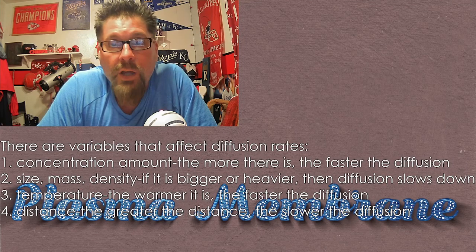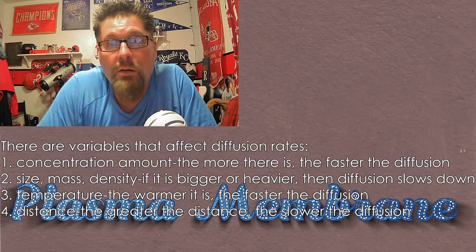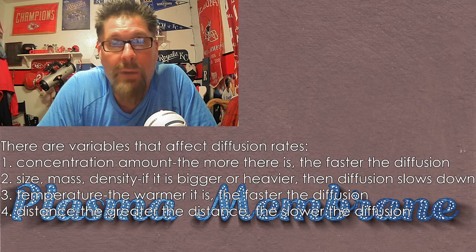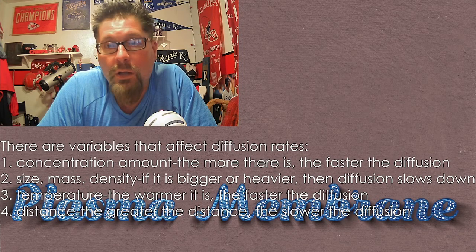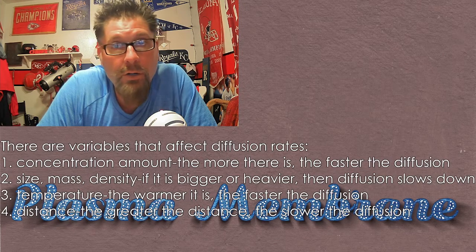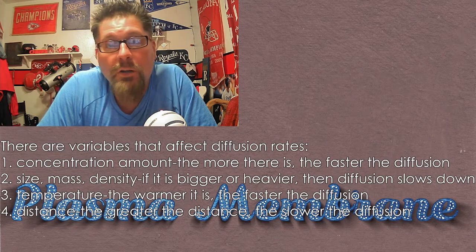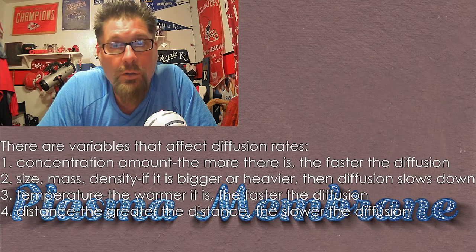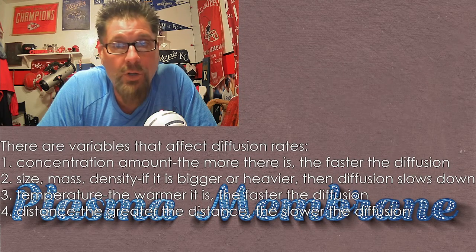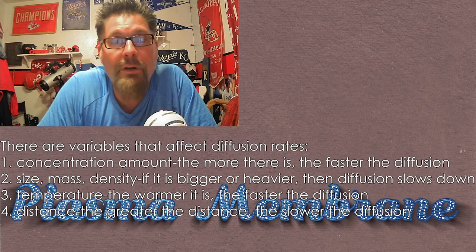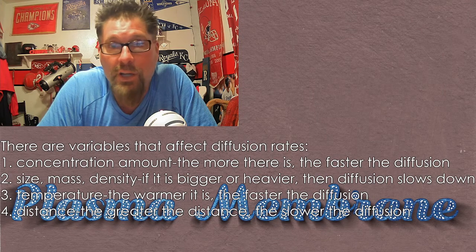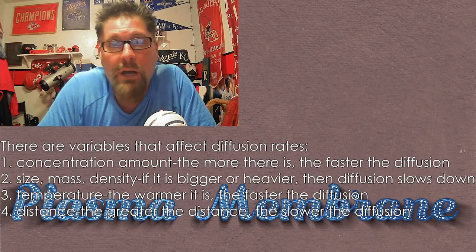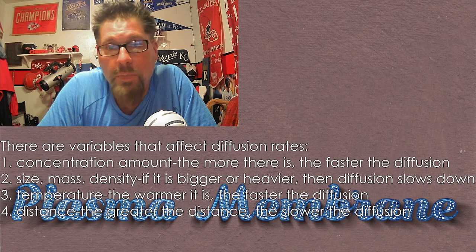Next are things that reference the weight or the size or the density or the mass of an object. The heavier or bigger that something is, diffusion will happen slower. But the opposite is also true. If it's smaller, then it will happen faster, less dense, lower mass, smaller size. It happens quicker. If it's bigger or heavier, it happens slower.